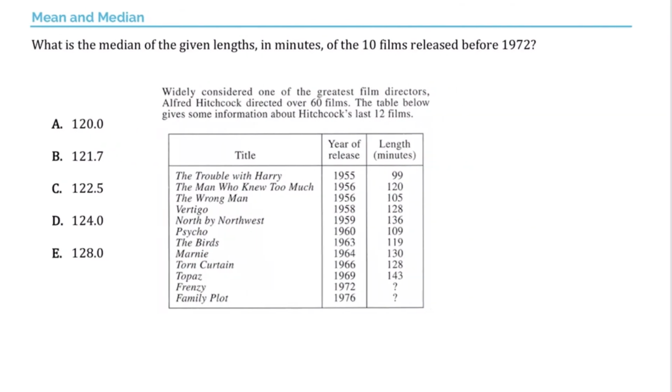Our next question is asking us for median. So remember, median means it's the number in the middle. So we want to know what is the number in the middle for the given lengths in minutes of the 10 films released before 1972. So here we have a film released in 1972 and after 1972. So clearly we're not going to use those. Plus we don't even have the answer for the length in minutes for those. So that's why this question isn't including them.